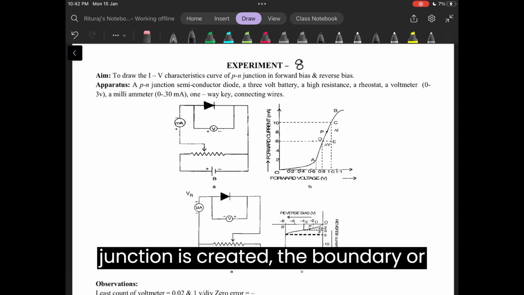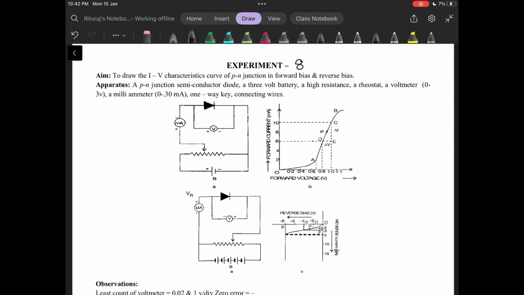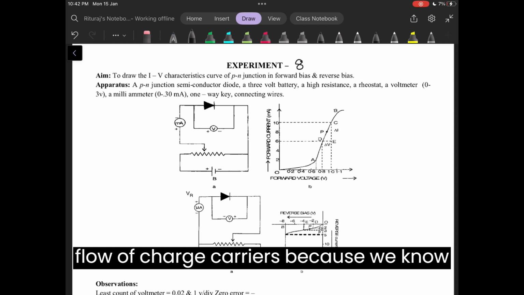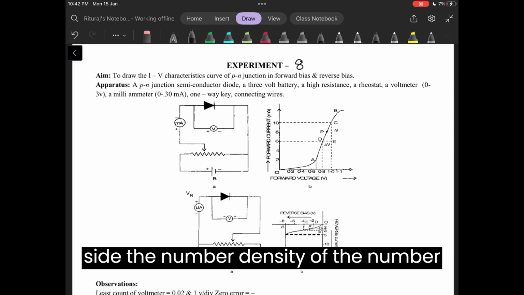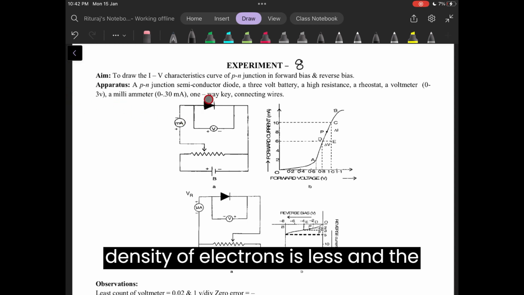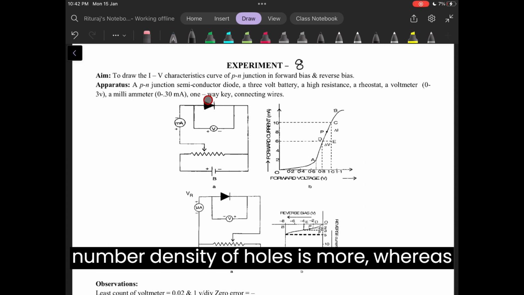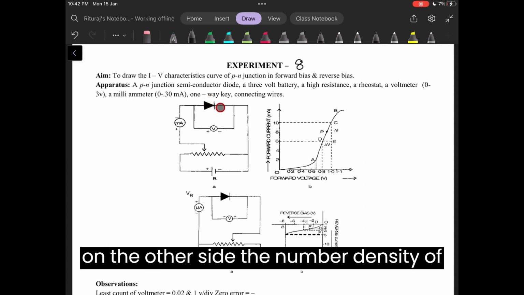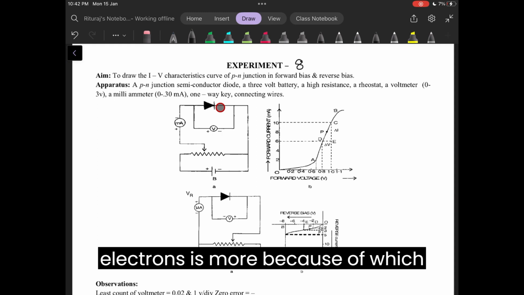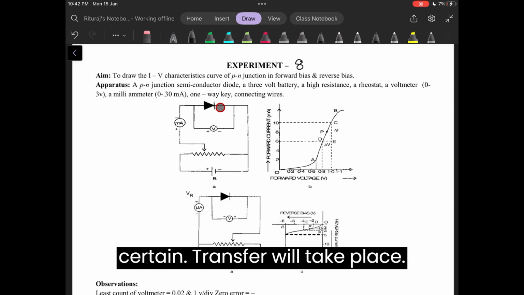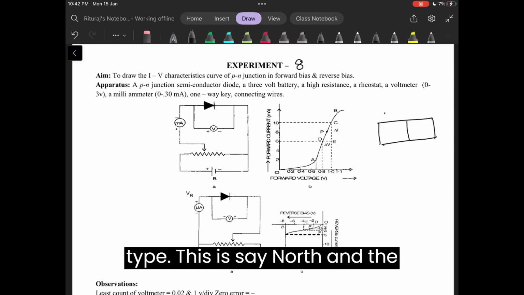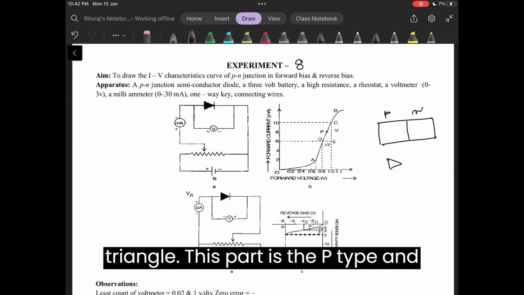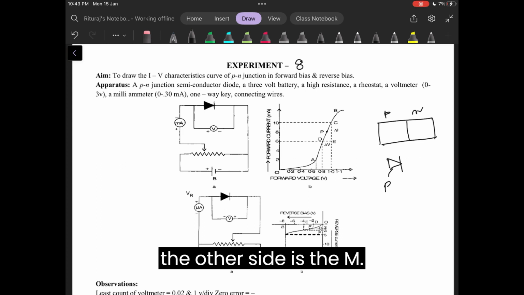So whenever this kind of junction is created, the boundary or the junction will have some flow of charge carriers, because we know that on one side, that is on the p side, the number density of electrons is less and the number density of holes is more, whereas on the other side the number density of holes is less and the number density of electrons is more, because of which certain transfer will take place. This is say the p type, and the other side is the n.